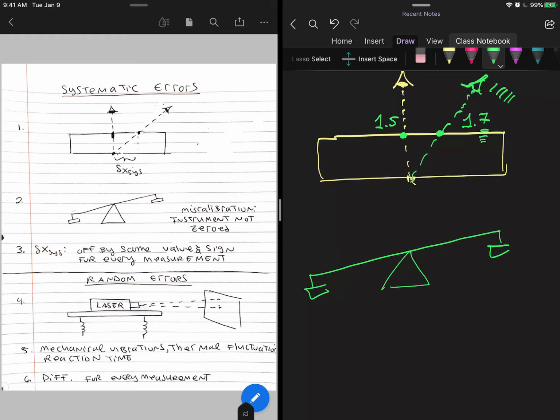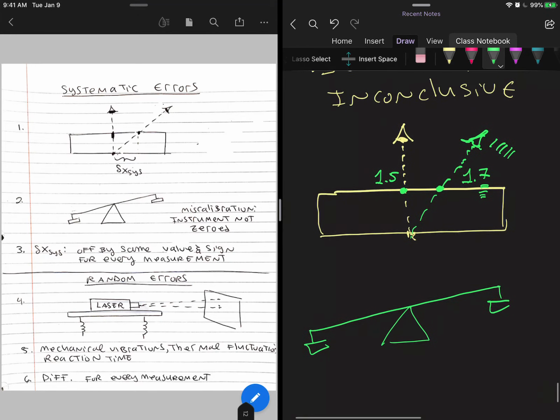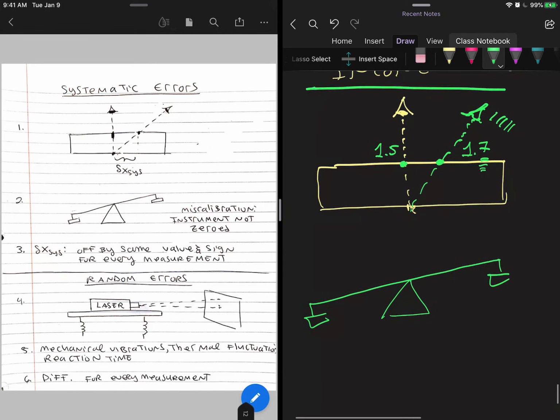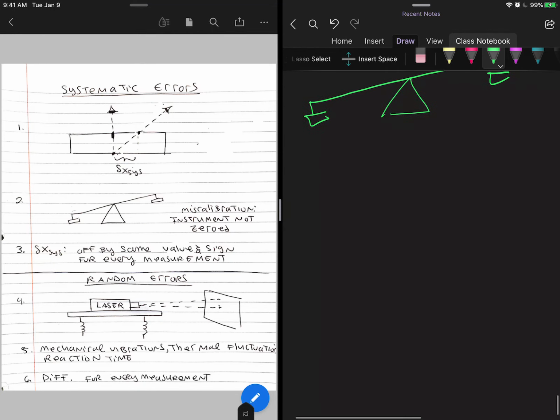So you're always going to be off by the same value. These kinds of errors are called systematic errors, where it's based on consistently the same error applied to every single experiment, or every single measurement. There are other kinds of errors that aren't systematic.